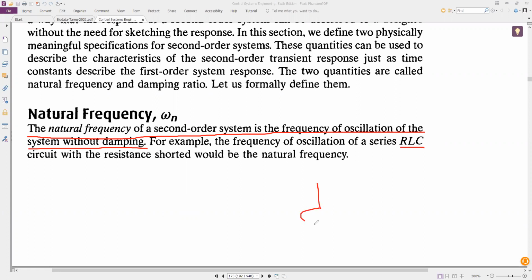For example, the frequency of oscillation of a series RLC circuit with the resistance shorted would be the natural frequency. In the RLC circuit, there is a source, that is L, that is C, and that is the resistance. L, C, R. Now, if you short the resistance, then the frequency of oscillation would be the natural frequency.